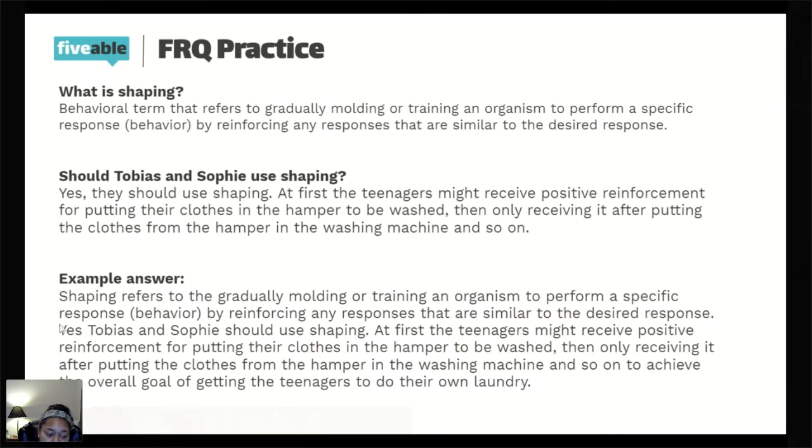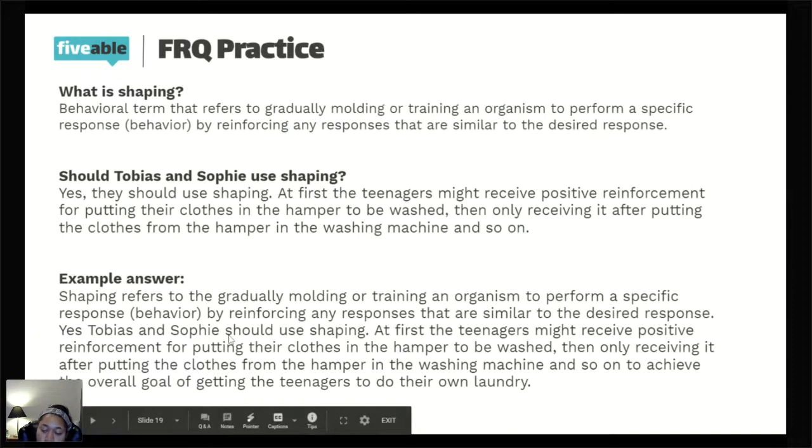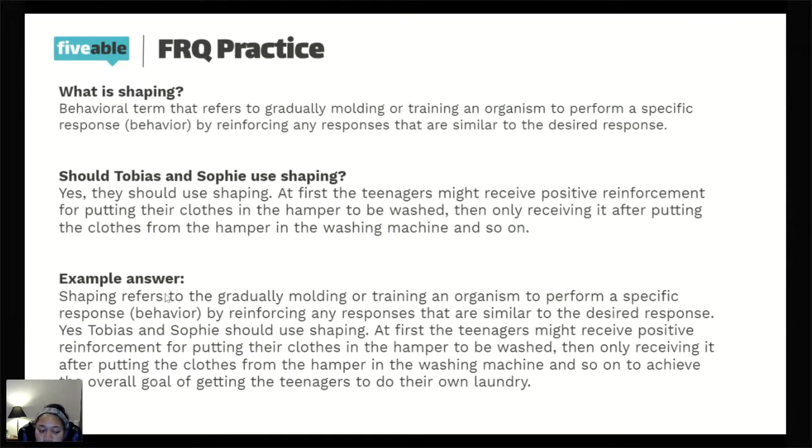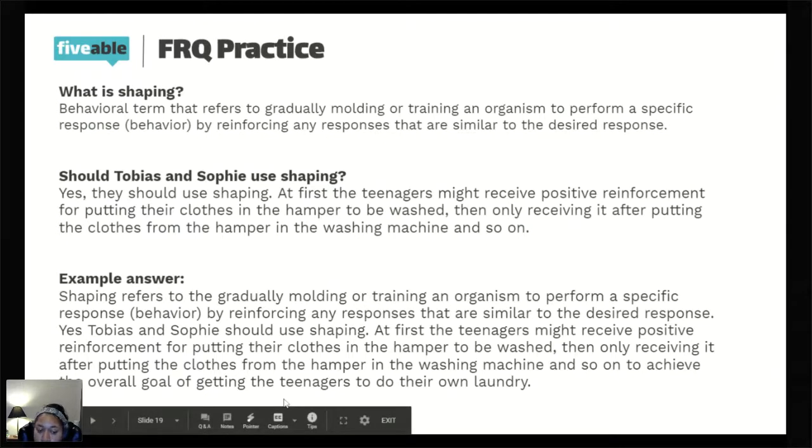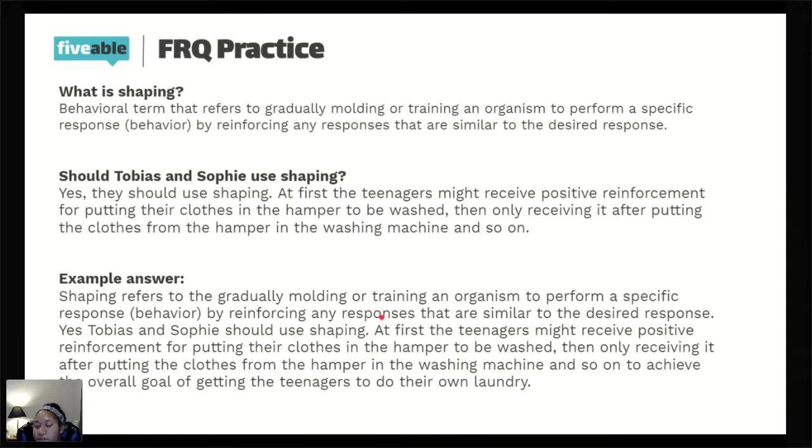Okay, so yes, Tobias and Sophie should use shaping. At first, the teenagers might receive positive reinforcement for putting their clothes in the hamper to be washed, then only receiving it after putting the clothes from the hamper in the washing machine, and so on, to achieve the overall goal of getting the teenagers to do their own laundry at least once a week. And if you answer the question in that way, once again, that will be full credit on the AP exam. So congratulations, we answered the fourth bullet of the FRQ. Now I believe we have one more bullet to answer, and that is observational learning.